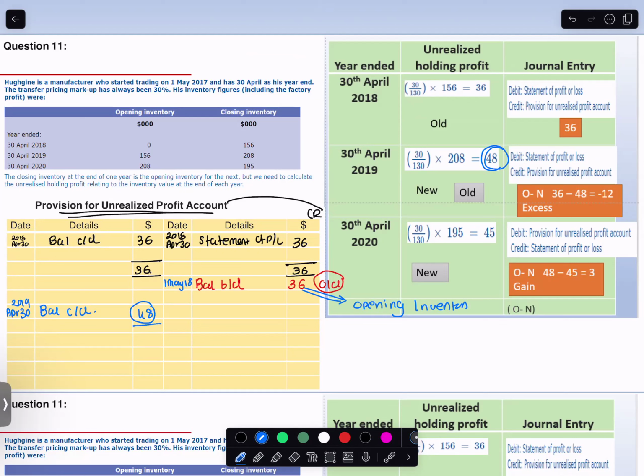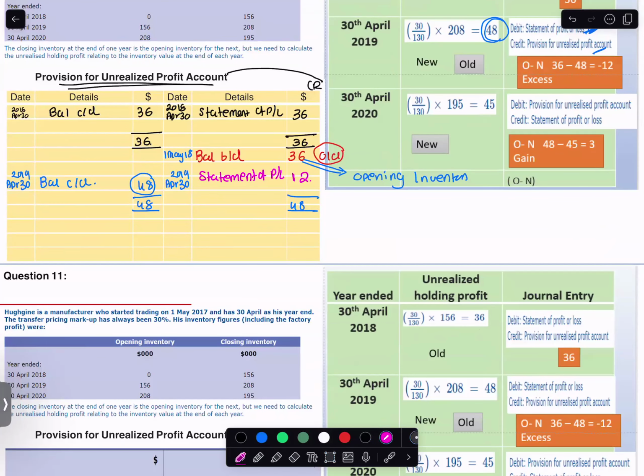Then old minus new. So old minus new is positive. So PUPA debit, profit or loss credit. You can also get this as a balancing figure. What will you write? Statement of profit or loss, 12. What date? Last date, 30 April 2019. Very good. Then what will you do? Then you'll put the balance carried down on the credit side, 48, and then this would be balance brought down.